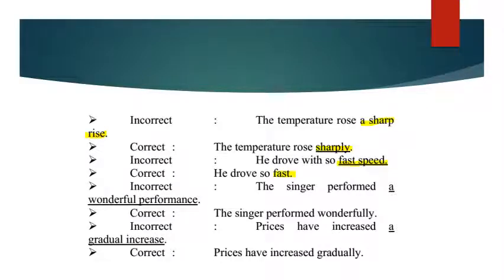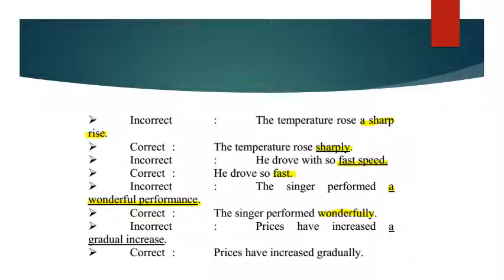Okay, another example, third example, the singer performed a wonderful performance. أداء رائع. أدى أداء رائع. This is the literal translation, أداء رائع, which is correct in Arabic, wrong in English. So I'm supposed to add the adverb wonderfully, without resorting to using the adjective plus the noun. Just use the adverb right away.